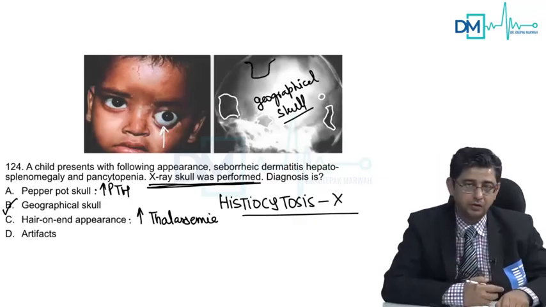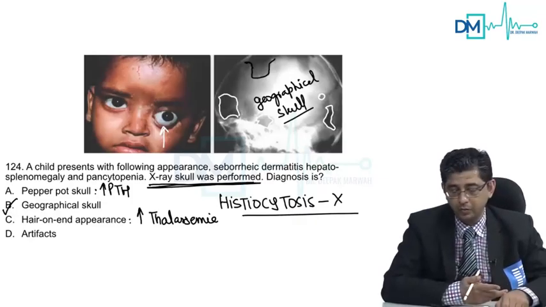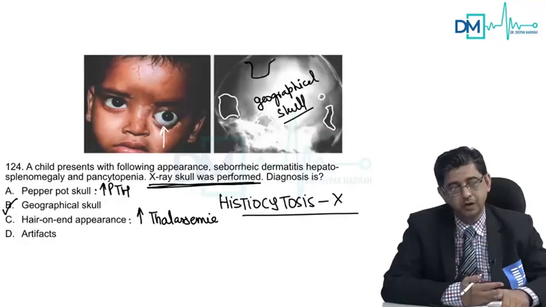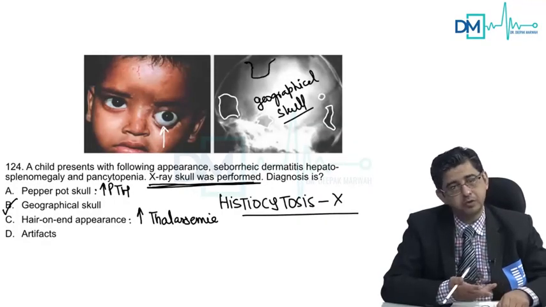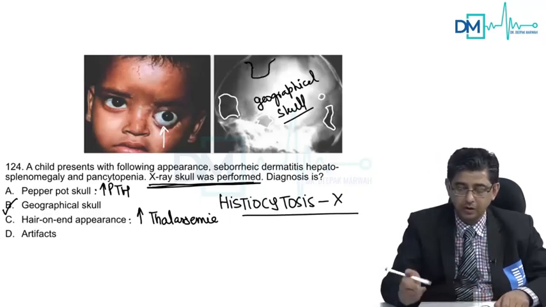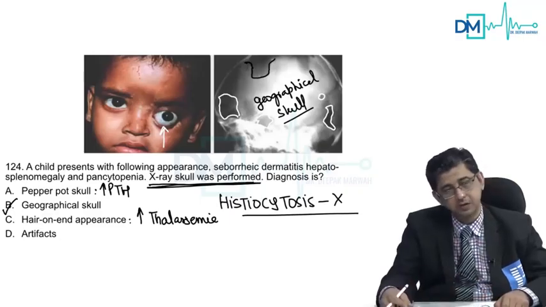I can just put it like this: if you get an X-ray skull, there can only be three possibilities in a question. Either it would be the lattice punched out lesions of multiple myeloma, or it would be hair on end appearance, or it would be geographical skull. Geographical skull is a feature that is always seen with histiocytosis X.